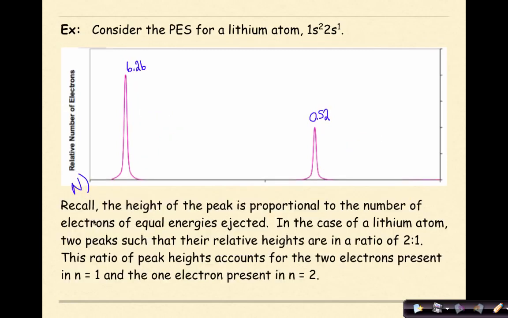2s1. Recall, the height of the peak is proportional to the number of electrons of equal energies ejected. In this case of a lithium atom, 2 peaks such that their relative heights are in a ratio of 2 to 1. This ratio of peak heights accounts for the 2 electrons present in the first shell and 1 electron present in the second shell. So again, like I just said, here we have 2 electrons and here we have 1 electron.